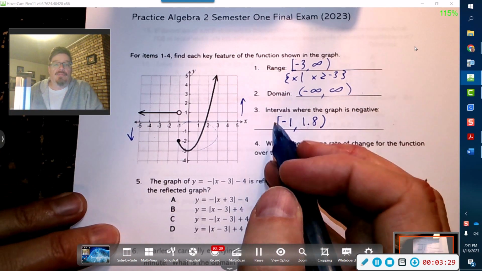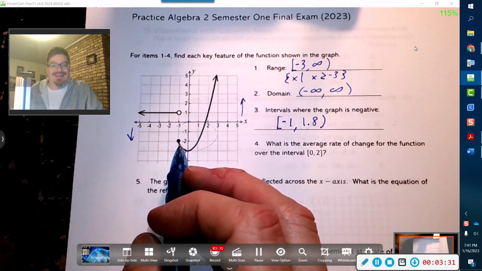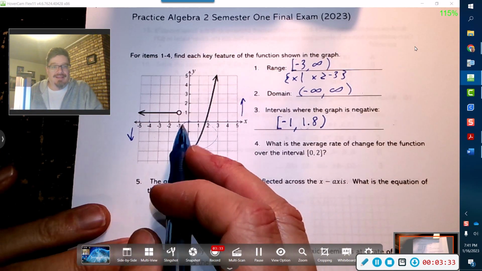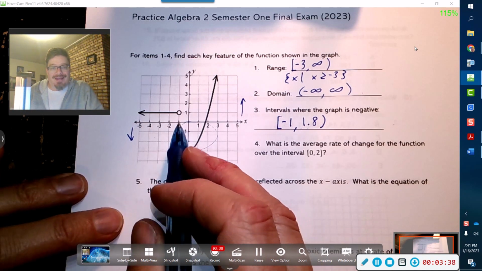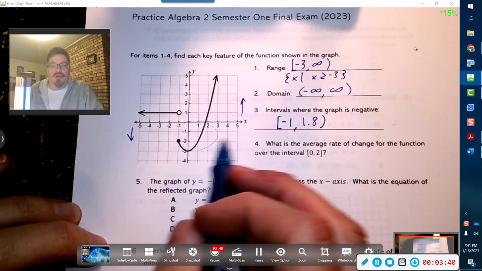Now the reason why I put brackets here is because -1 is absolutely negative. All right, he's not right there at the threshold. All right. So if this guy would have been here, then I would have had to put in open parentheses.